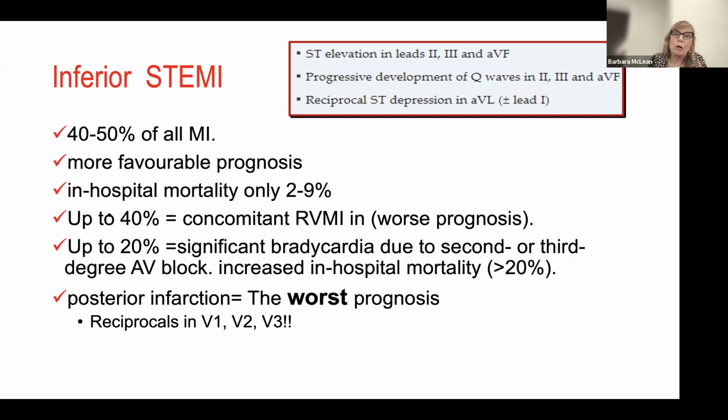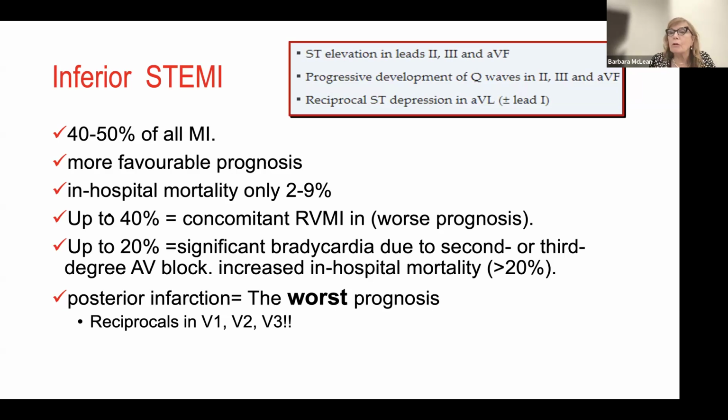Up to 40% of patients who have inferior MI also have a right ventricular MI. Of the patients that you look at who have inferior MI, inferior STEMI, 40% have a right ventricular myocardial infarction, and you won't know it if you're not looking for it. That's a much worse prognosis if you've got an RVMI. Lots of times those patients might not get treated appropriately and they die almost immediately.